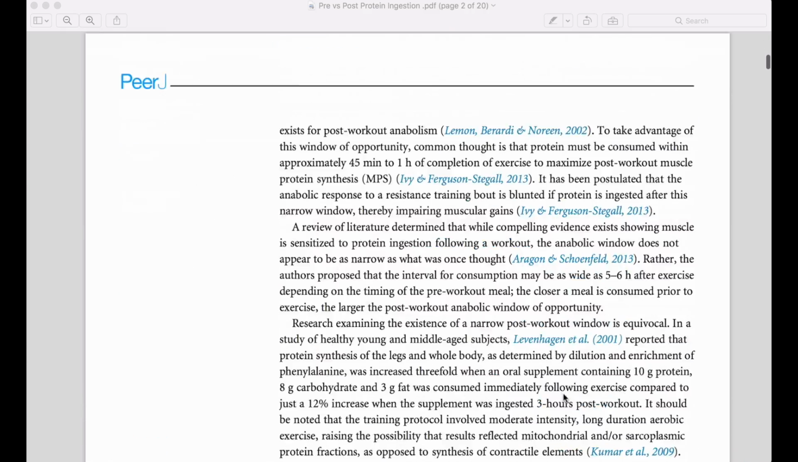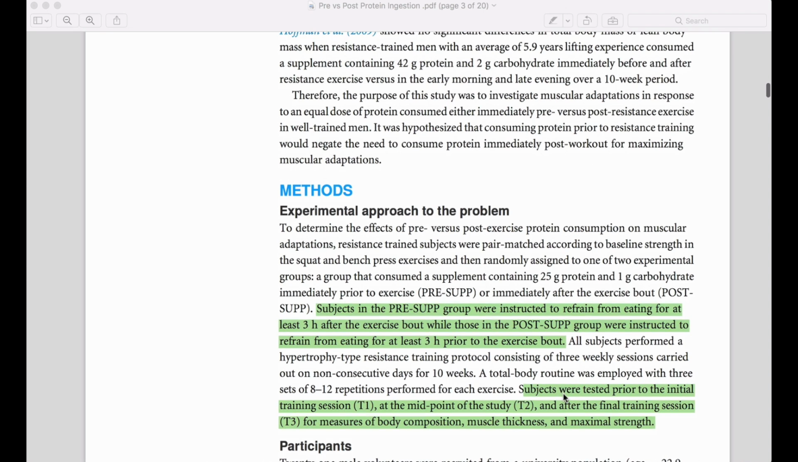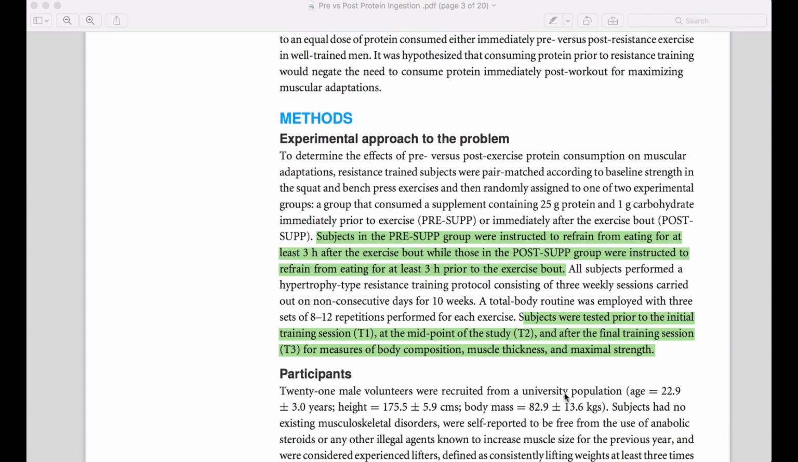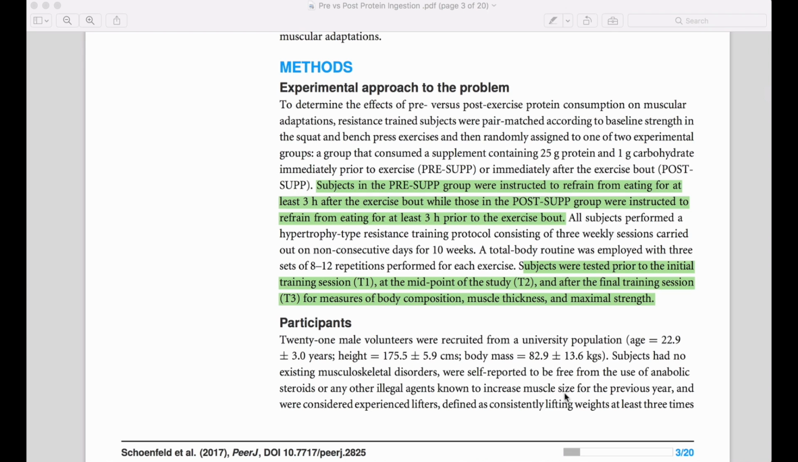But no, we're going to go down to the results section, get straight into it. Mr. Introduction, and we're going to get straight to the methods. So they had a pre-supplementation group and a post-supplementation group. In the pre-group there were 9 subjects, and in the post-group there were 12 subjects. If you were in the pre-supplementation group, you weren't allowed to eat for 3 hours after the workout, and if you were in the post-supplementation group, you weren't allowed to eat for 3 hours prior to that workout.